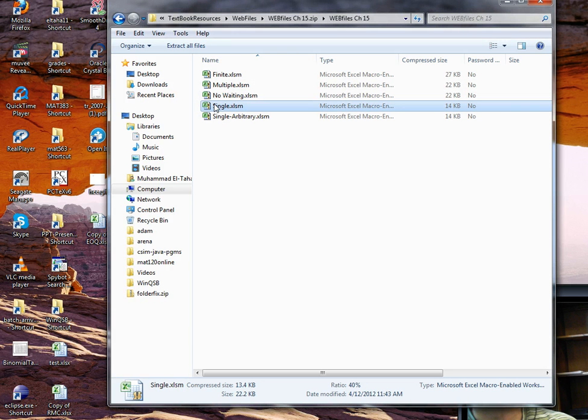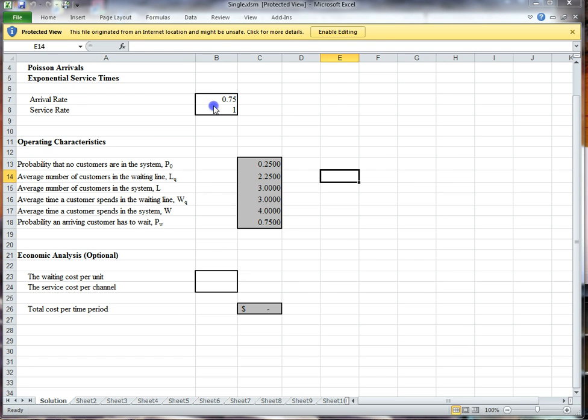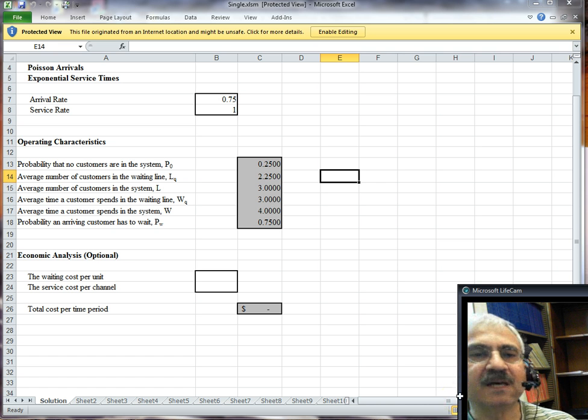Once you download the web files from your course website or from Blackboard, you just click on this file and you can see here the single server model, where we have Poisson arrivals and exponential service times. The only input you need is the arrival rate and the service rate, and then you get your operating characteristics or performance measures of the model, and you have your economic analysis.